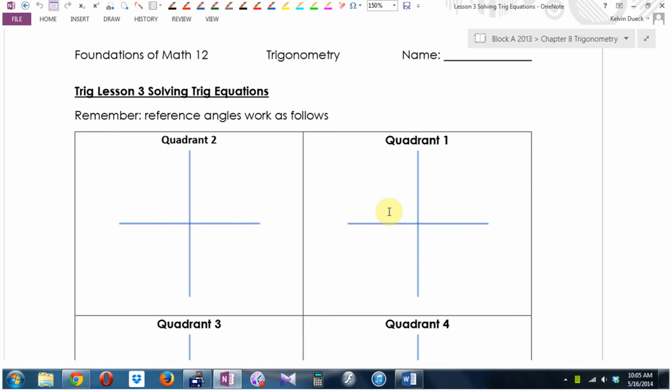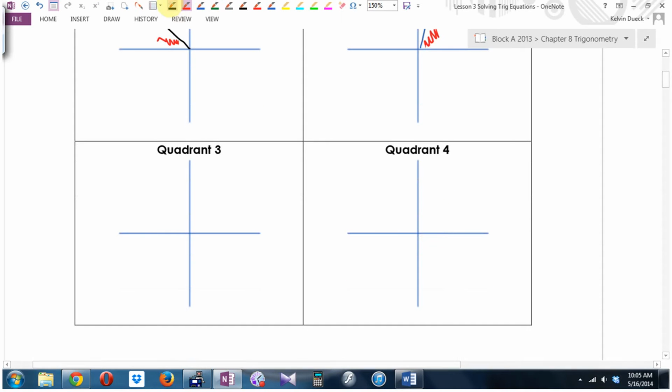First of all, some quick review. Remember, we said reference angles work as follows. If the angle is in quadrant 2, where is the reference angle? Right there. If the angle is in quadrant 1, where is the reference angle? Oh, change colors, Mr. Dueck. Right there. If the angle that we're dealing with is in quadrant 3, which is the reference angle? Right there.